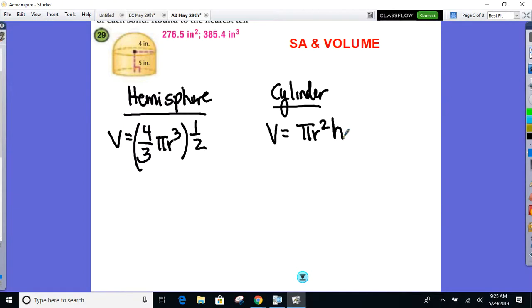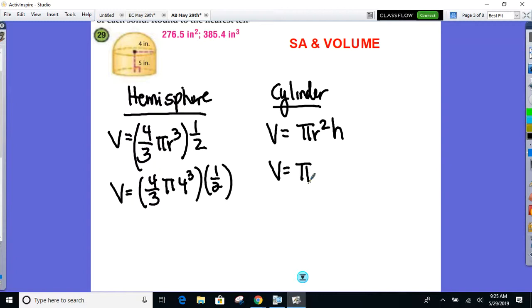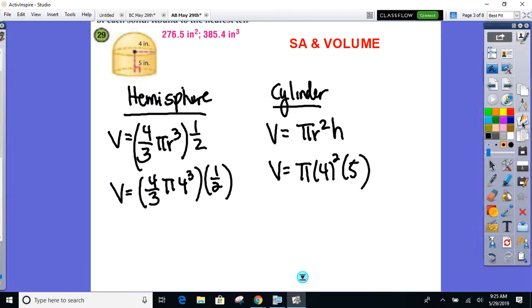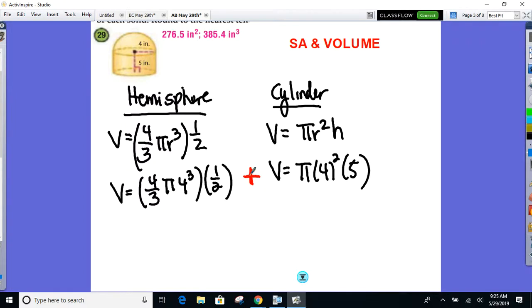All right, you guys, if I need to blow it up, let me know, but hopefully that's good enough. Radius of the hemisphere is 4, so I'm just going to plug in 4 cubed, multiply that by a half. What is the radius of the cylinder? Also 4. And what's the height? Everything was given there. And then I'm going to add those two together. And that should give me the volume.